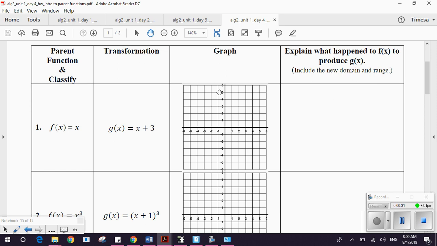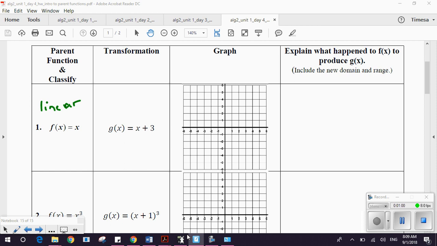Number one tells us the function has an equation f of x equals x. The transformation has an equation g of x equals x plus 3. It says classify this function. So this function is a member of the linear family.